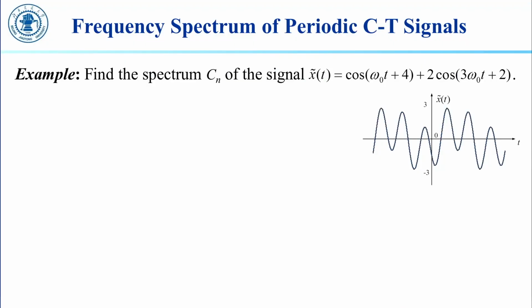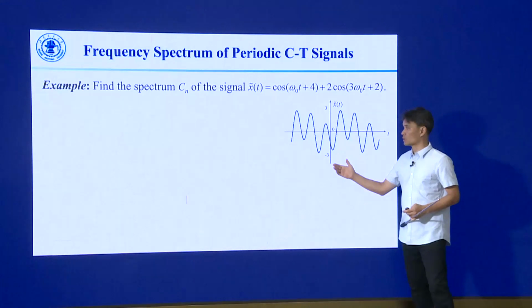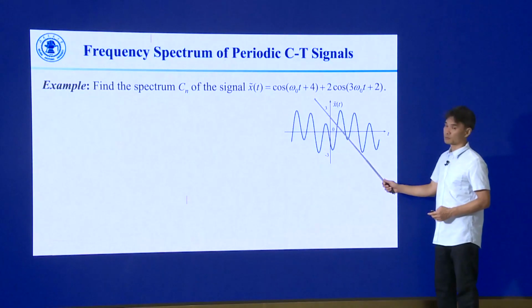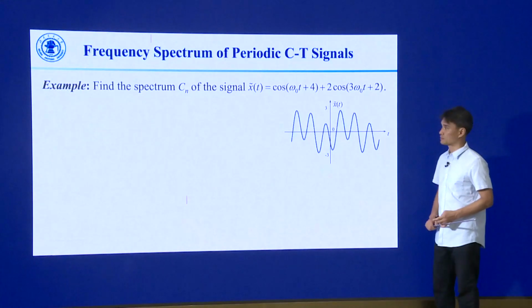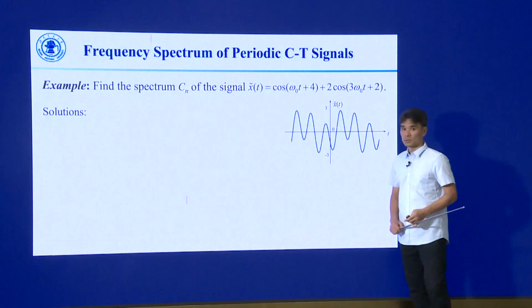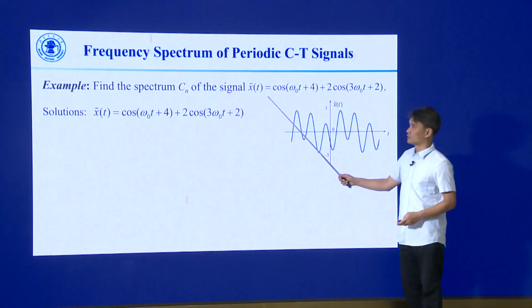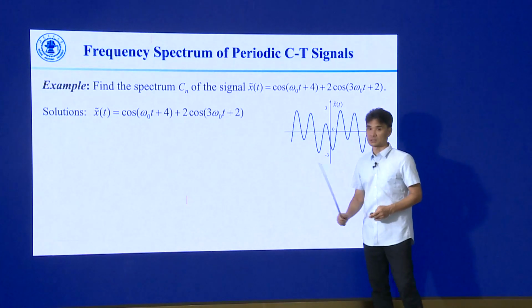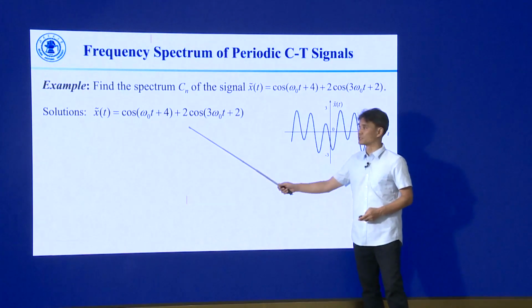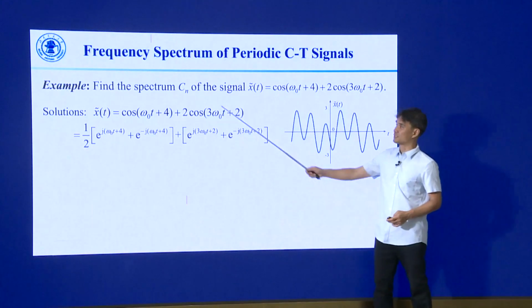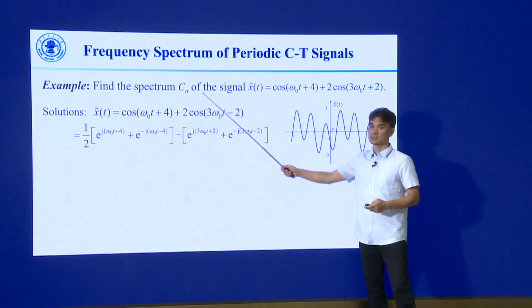There's another example of how we can use the definition to simplify the calculation. So the question here is, how can we calculate the spectrum of the signal shown in here? And the mathematical expression of that signal is two terms of cosine functions. So instead of using the definition of the forward continuous time Fourier series, we can also use the inverse continuous time Fourier series to find out the coefficient c sub n or the spectrum.